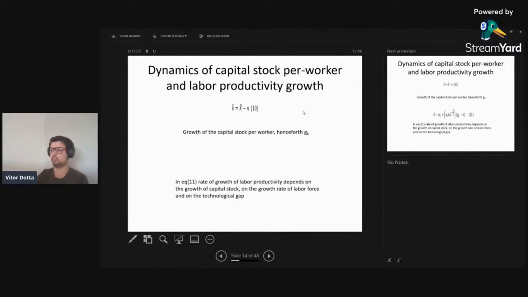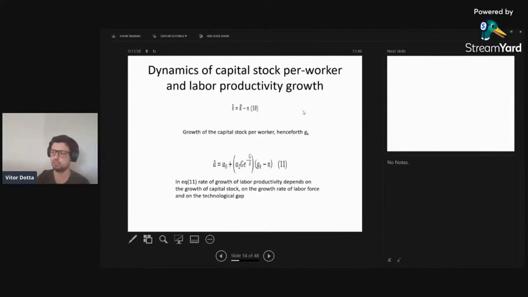Now the dynamics of the stock of capital per worker and labor productivity growth. In equation 10, we have the growth of capital stock per worker, which we will call GK. And equation 11 is the rate of growth of productivity. So the rate of growth of productivity depends on the growth rate of capital stock, on the growth rate of labor productivity, and also on the technological gap.